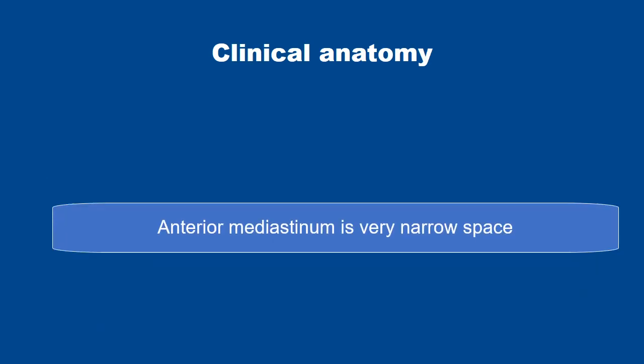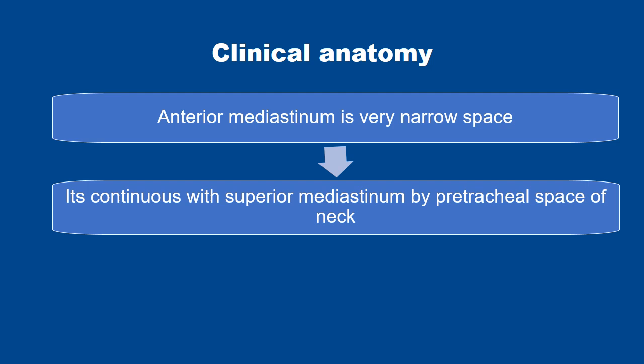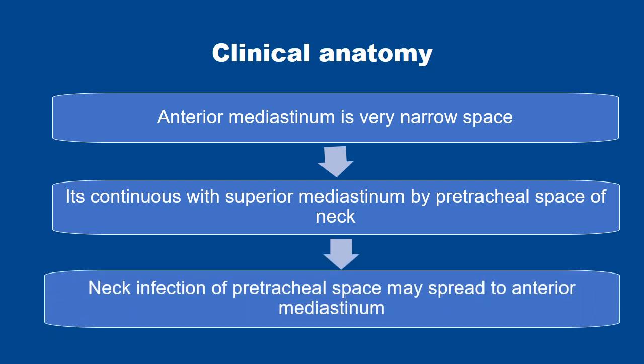Now we'll discuss the clinical anatomy. The anterior mediastinum is a very narrow space. It continues with the superior mediastinum by the pretracheal space of the neck. So neck infection of the pretracheal space may spread to the anterior mediastinum.